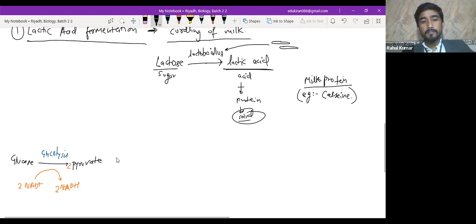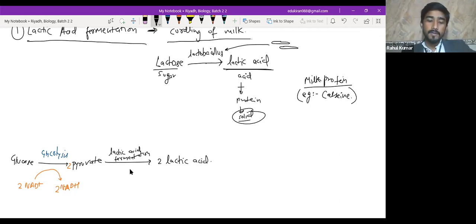Now these 2 pyruvate will enter lactic acid fermentation, in our muscle cells and in lactobacillus. And what will be formed? Two lactic acid molecules. Okay.